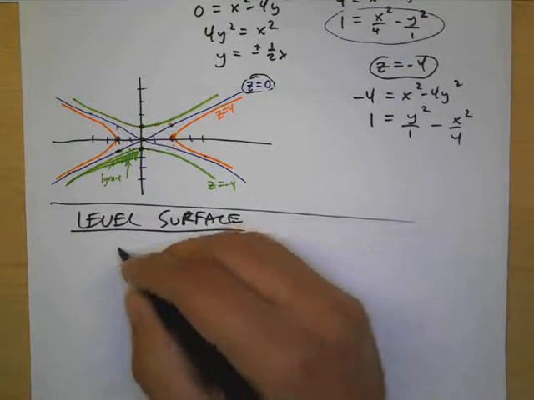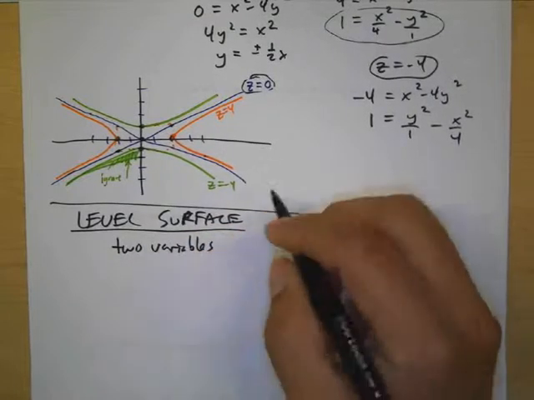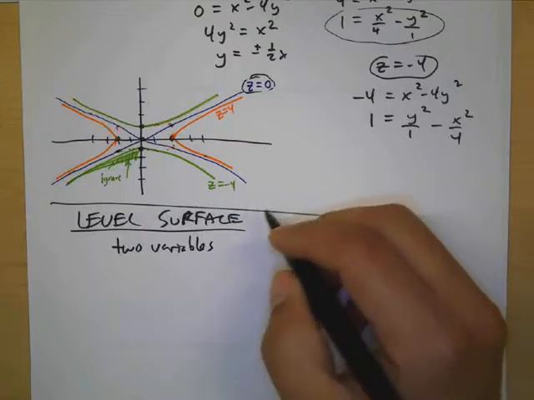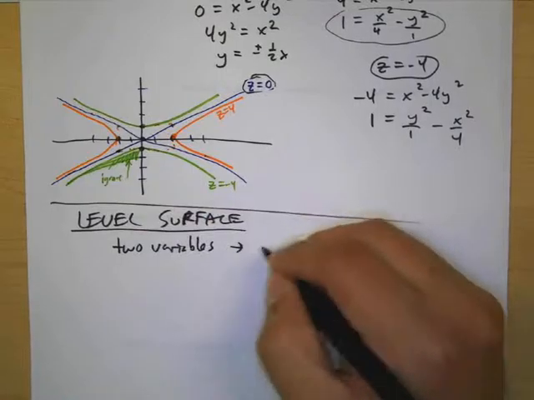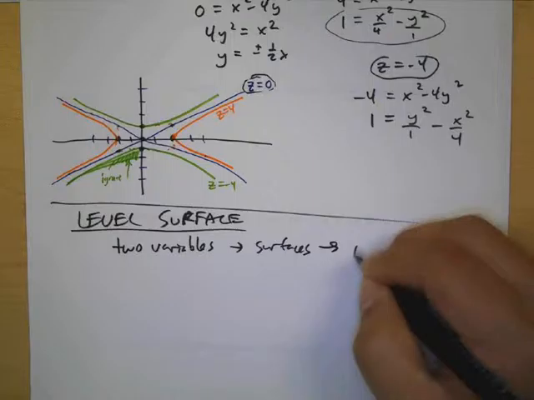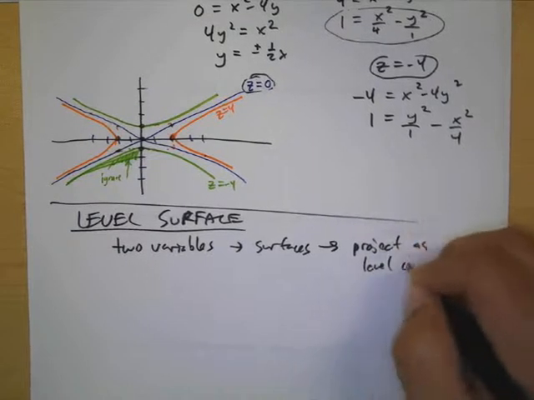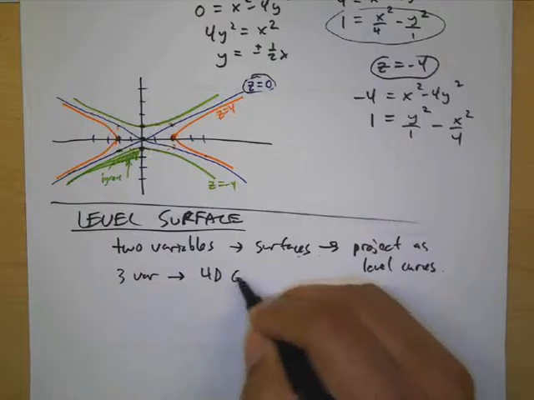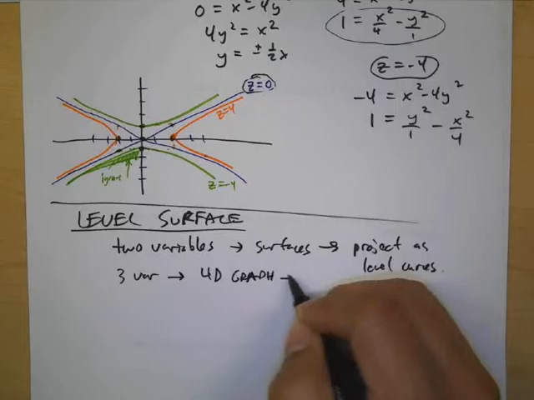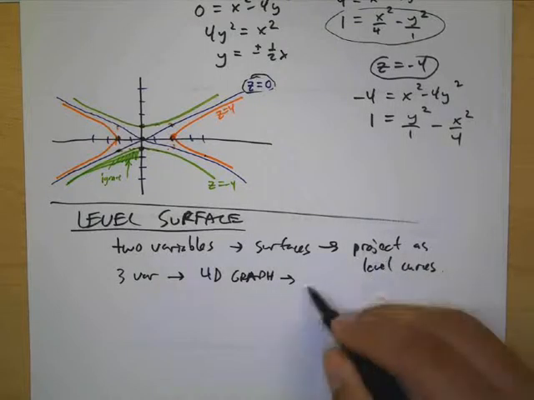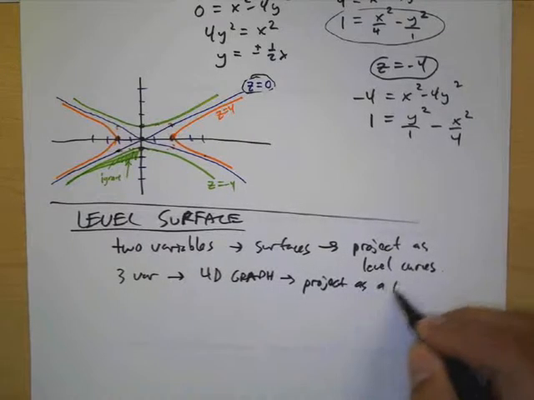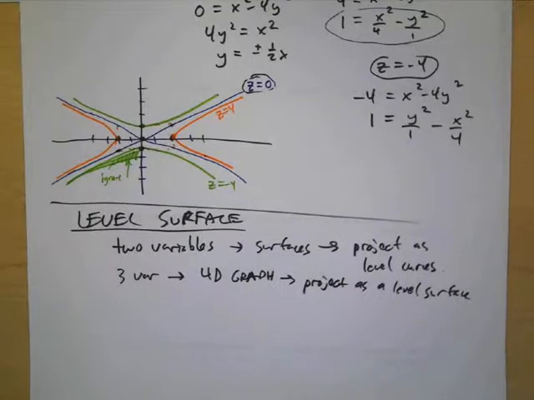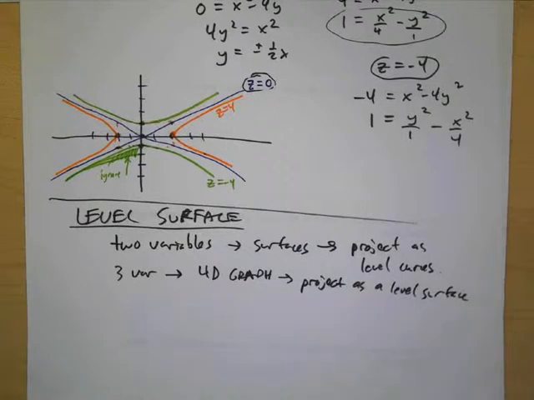Okay, so a level surface. Let's recap. 2 variables. If we have a function of 2 variables, we get surfaces, and we can interpret that and project that as level curves. If we have a function in 3 variables, this is going to be some 4-dimensional graph that we are not going to do, obviously. But instead of projecting as level curves, we project as a level surface. It's just the natural extension of what we just did. If a 3D graph can be projected 2-dimensionally with a contour plot or a level curve, then a 4-dimensional graph, we can do the same kind of thing, and we get a surface when we dissect it.